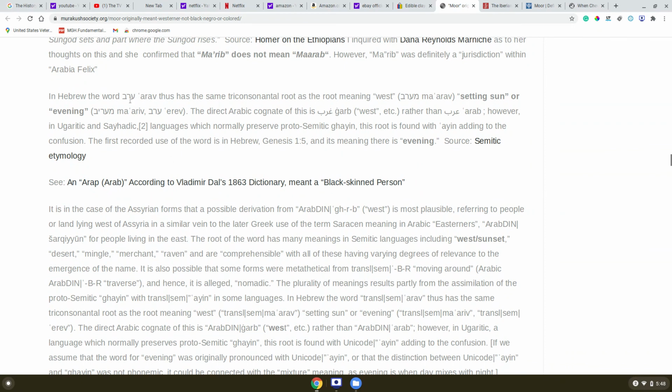In Hebrew, the word Arav thus has the same triconsonantal root as the root meaning west, setting sun or evening. The direct Arabic cognate of this is garb, west, rather than Arab. However, in Ugaritic and Sabaic, languages which normally preserve Proto-Semitic ghayin, the root is found with ayin, adding to the confusion. Yeah, it is confusing, isn't it?